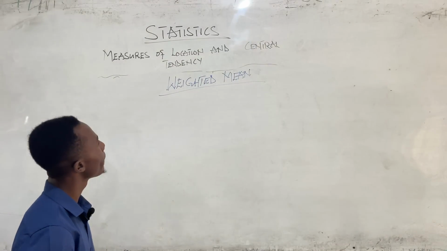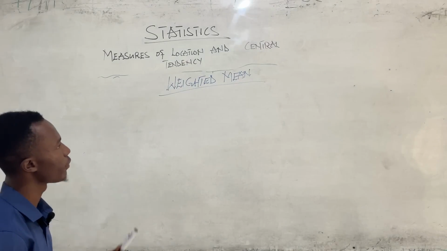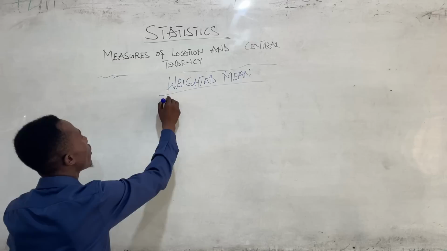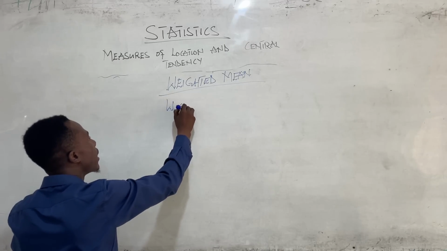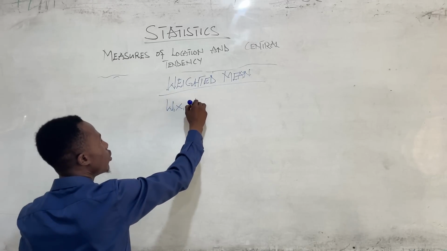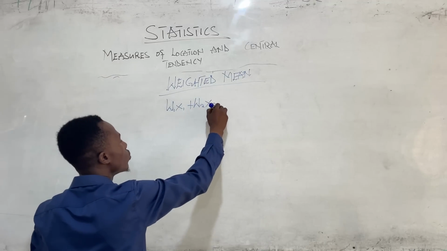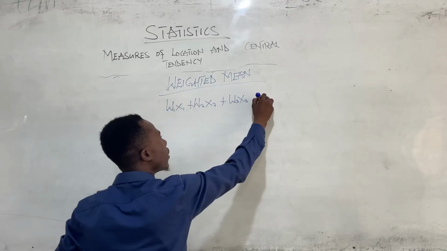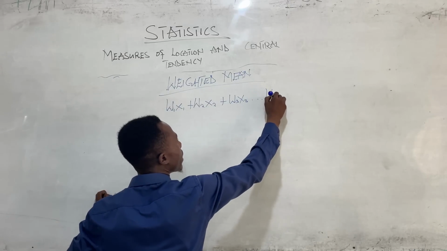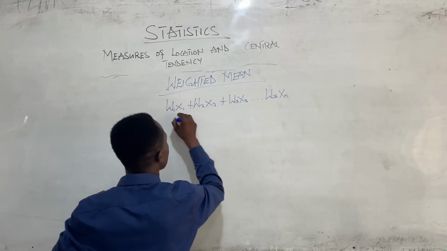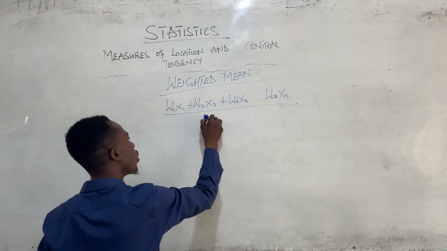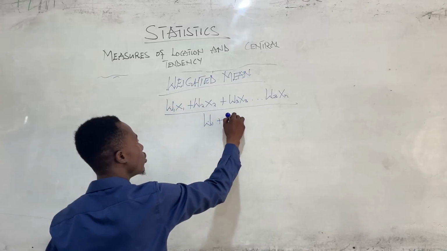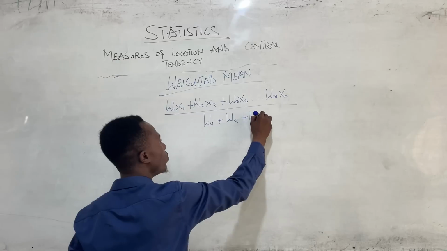So let's pick an example using the formula for weighted mean. The formula here is W1x1 plus W2x2 plus W3x3 till you get to the last number. When you finish, you add all the weights. That is W1 plus W2 plus W3.